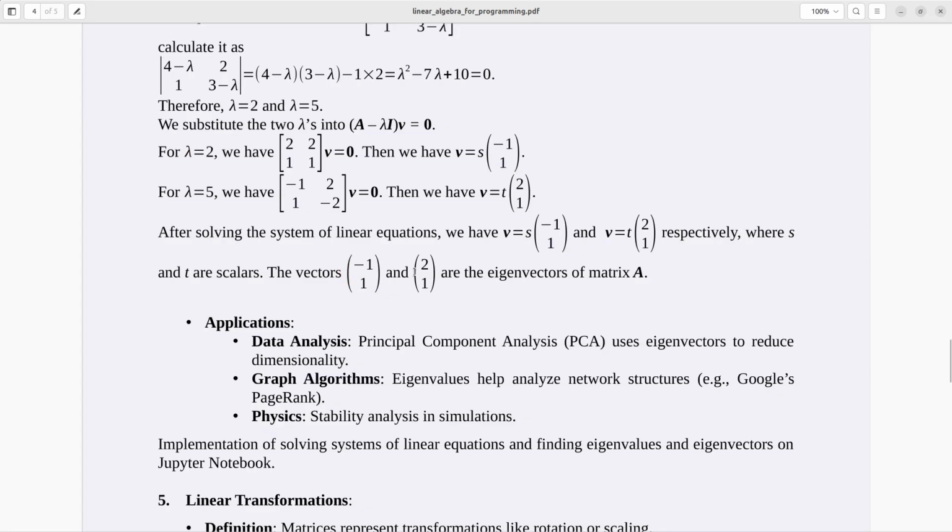And these two vectors are actually the eigenvectors, okay? So the scalar multiple can represent any number. So it means that the basic eigenvectors are these two vectors, okay?